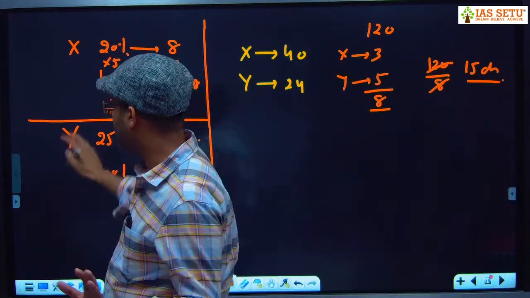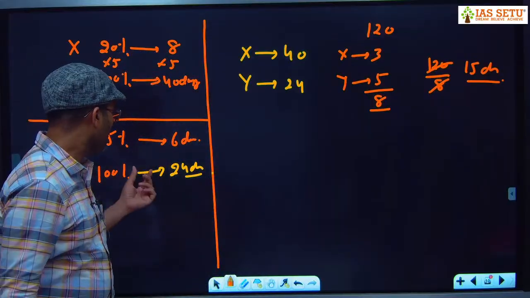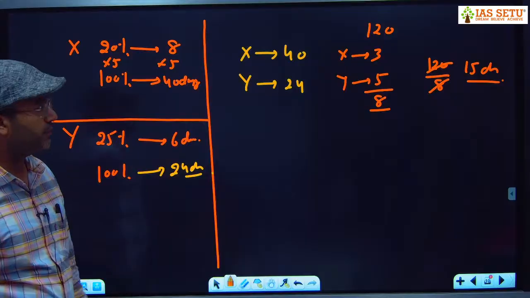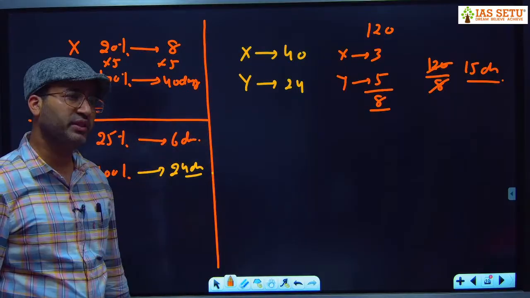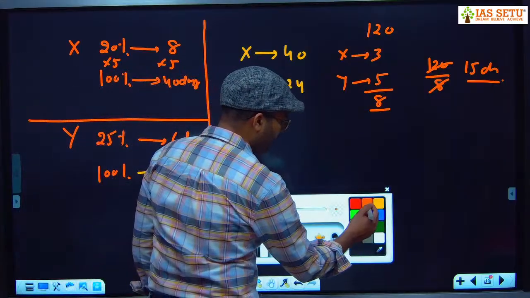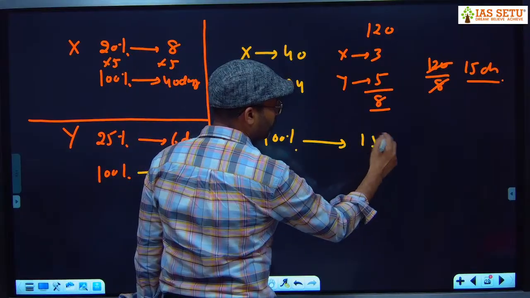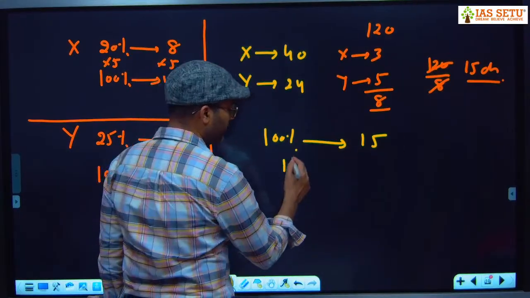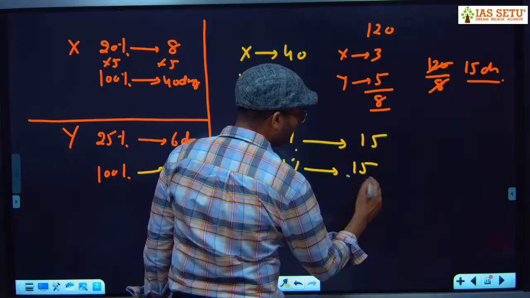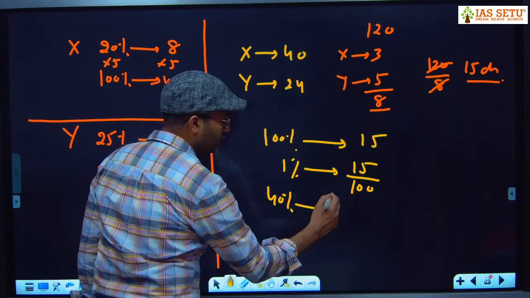Let me tell you what I did. First I found X's total days. X does the whole work in 40 days, Y does the whole work in 24 days, both together do the whole work in 15 days. Whole work means 100% work. So X and Y together complete 100% work in 15 days. They complete 1% work in 15 upon 100. They complete 40% of the work in how many days?